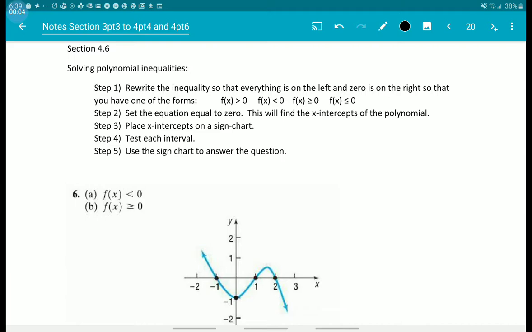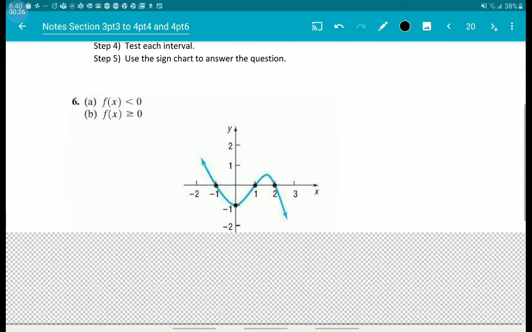Let's talk about polynomial inequalities. Polynomial inequalities work the same way, really, as quadratic inequalities. We want to move everything to one side of the equation. We want to set it equal to 0 and find x-intercepts. I call those boundary points. Then we're going to place those on a sign chart, test each interval, and then we can use that to help answer the question. So I want to start with a picture.